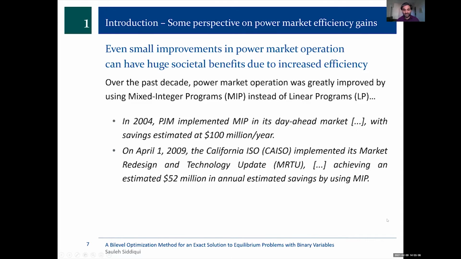And then in California ISO, they estimated that they were saving about $52 million per year just by using mixed integer programs. Just to give everyone an idea, linear programs have been around for decades now, and mixed integer programs, the type that these ISOs solve, have been around since the 1970s. And we have the computational capability to solve these.